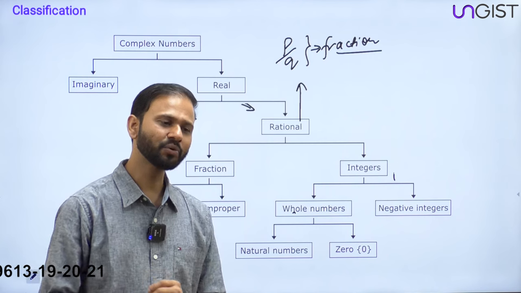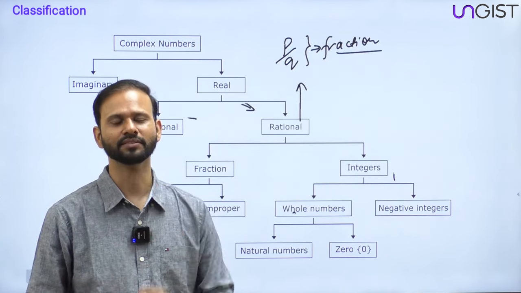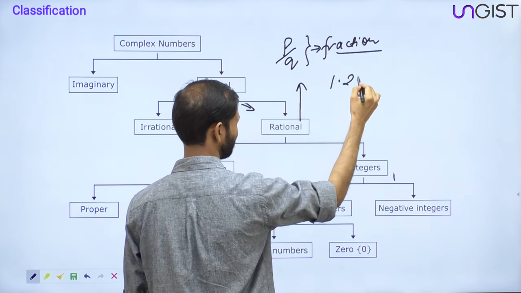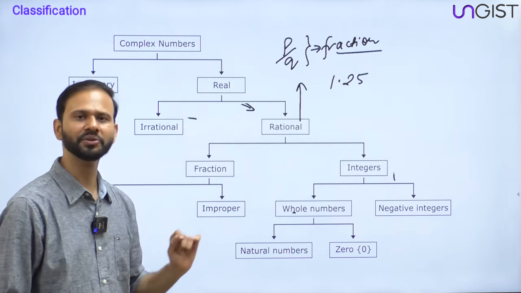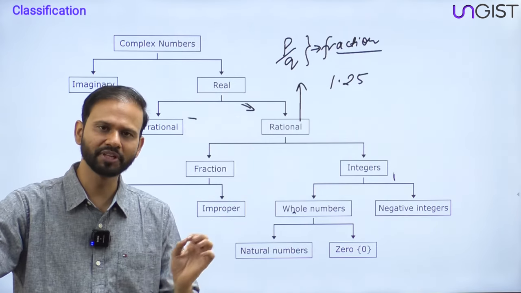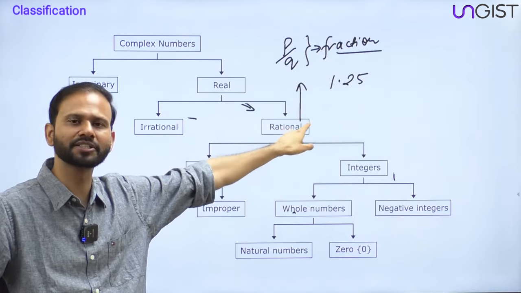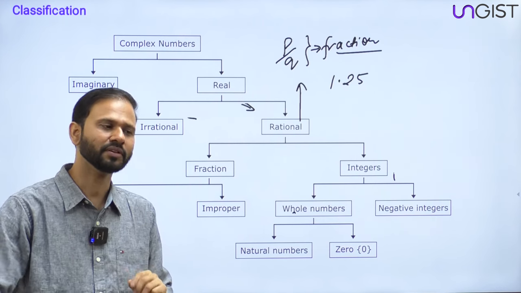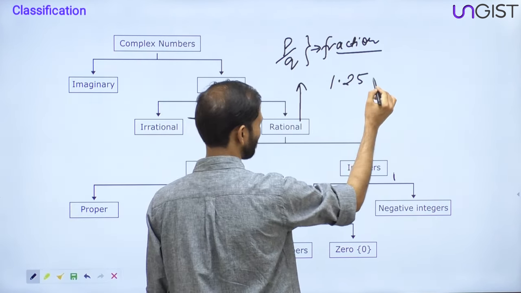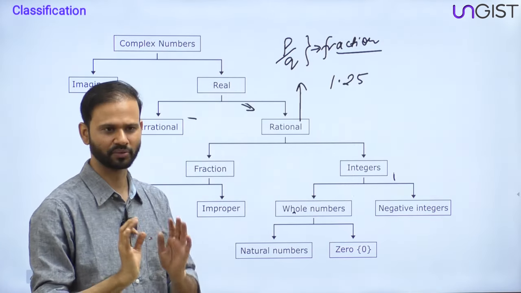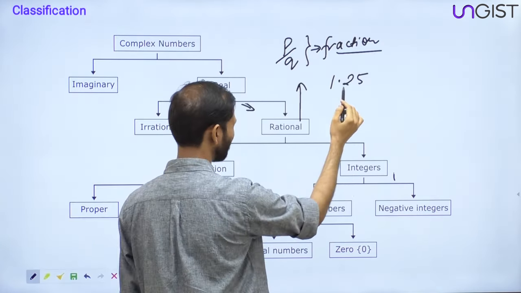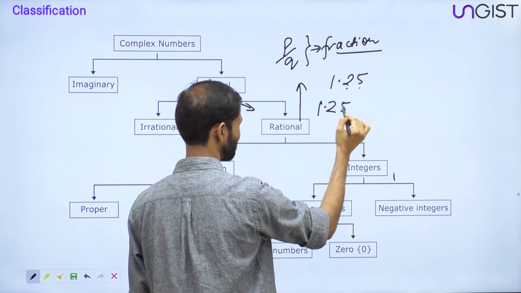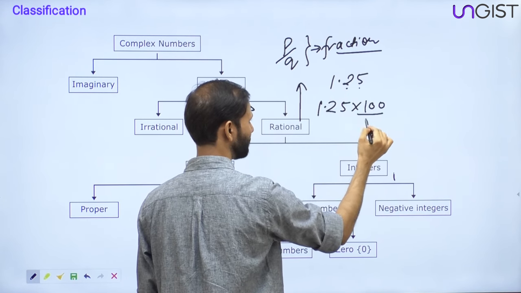And guys, how do you represent some number in the form of fraction? Let me show you. Suppose that this is 1.25, and I am asking you to represent this 1.25 in the form of fraction. What will be the equivalent fraction to this 1.25? How to solve it? You just multiply this number by 100 and divide this number by 100. Why? Because after the decimal, there are two digits, right?